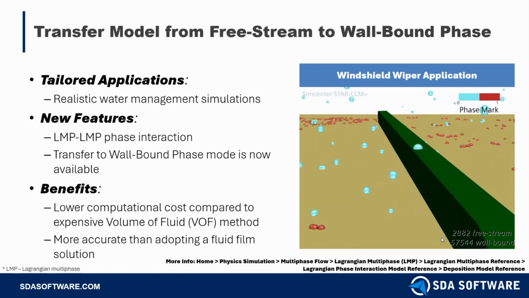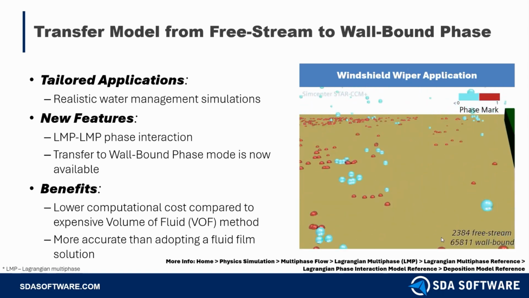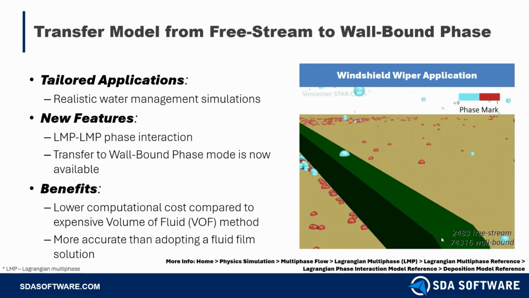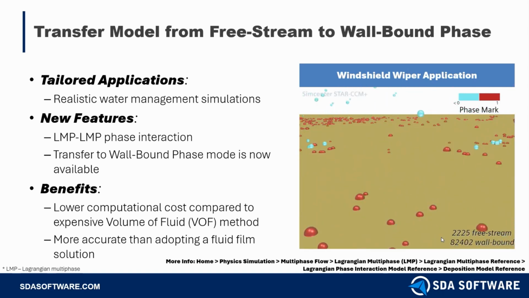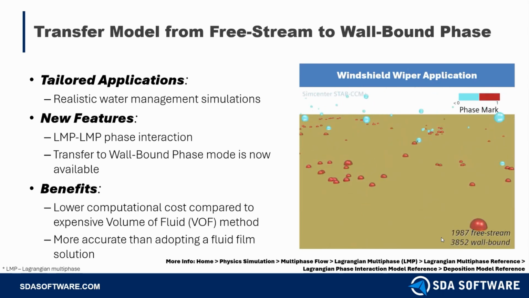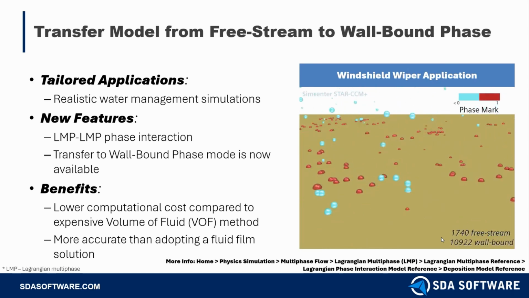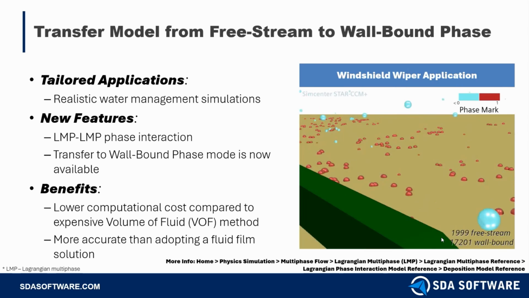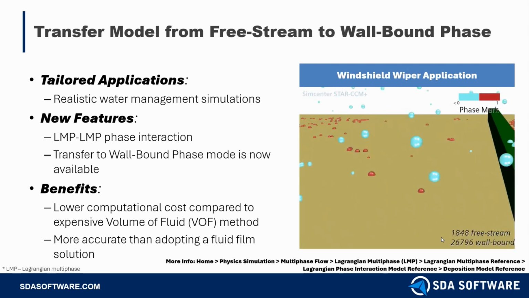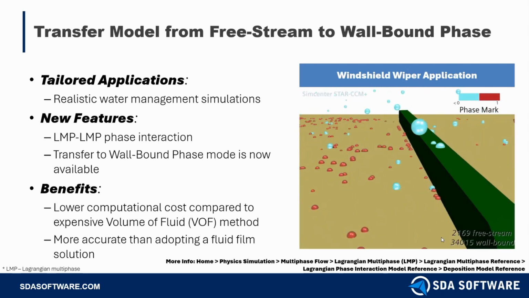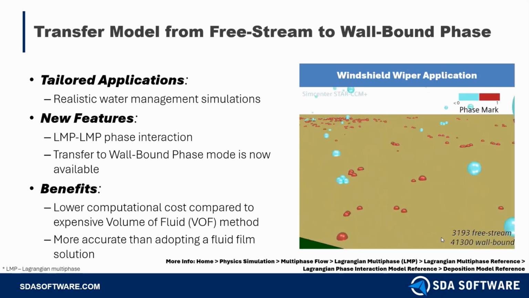So a demo of the windshield wiper is shown on the right-hand side. This specific demo is simulating deposition of rain droplets on a windshield. We can see that the rain droplets are modeled with the free stream phase in blue when they're airborne, and the droplets are transferred into a wall-bound phase in red at contact with the windshield.